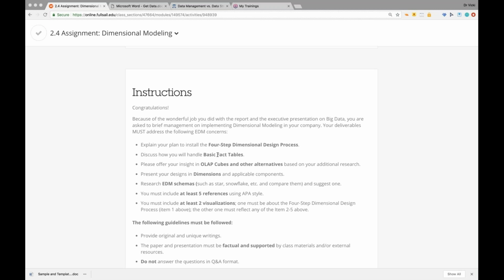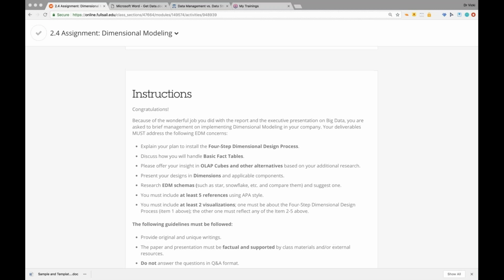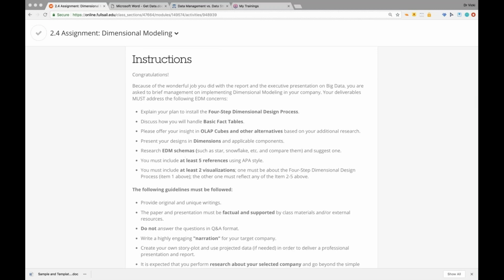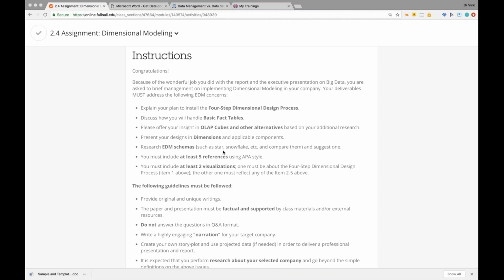What are basic fact tables that would apply to your company? And again, remember, the fact table is the one in the middle. The sales are the main thing. Offer your insight on maybe cubes or other alternatives. Present your design dimensions, like who, what, when, and where. Research what an EDM schema such as STAR looks like. I'll give you a hint: STAR is the one that's most used.